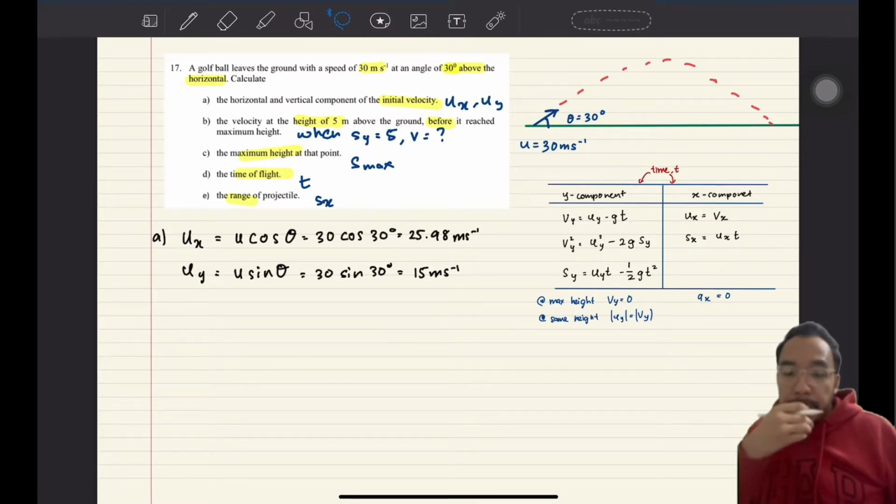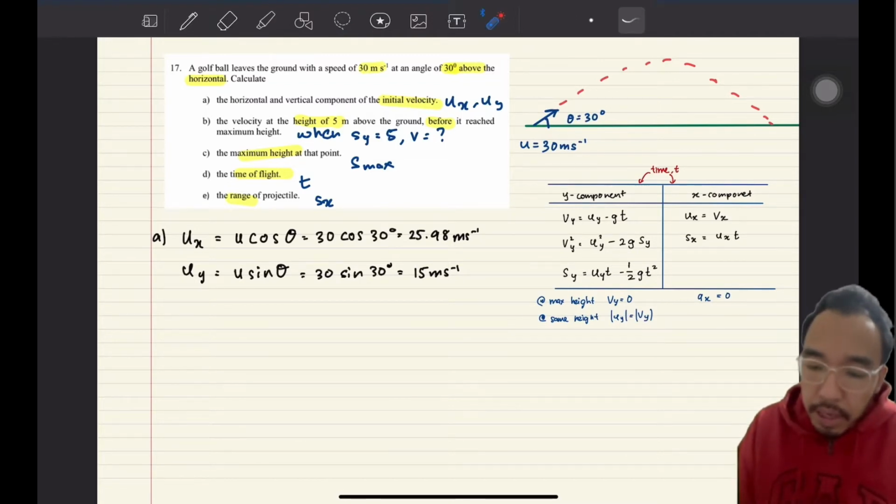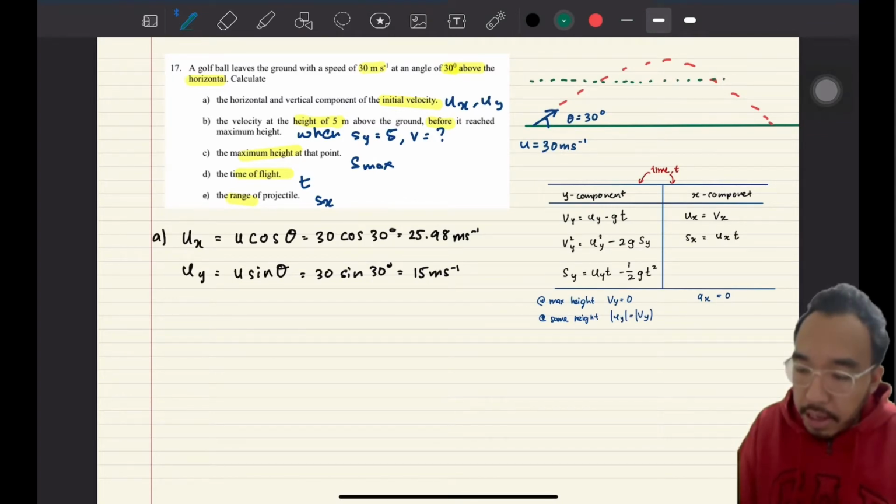Yes, it's correct. The next question, they want to find the velocity at the height of 5 meters above the ground before it reaches the maximum height. If the question wants you to find a specific height, in this example we assume that it still hasn't reached the maximum, because it says before it reached the maximum. So let's say we assume it is somewhere over here. Let's say this is when the height is 5 meters.